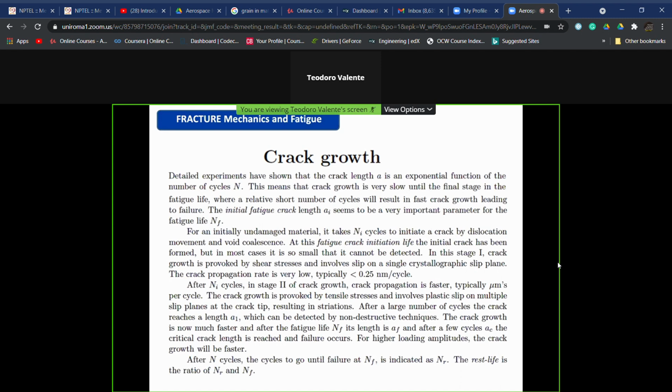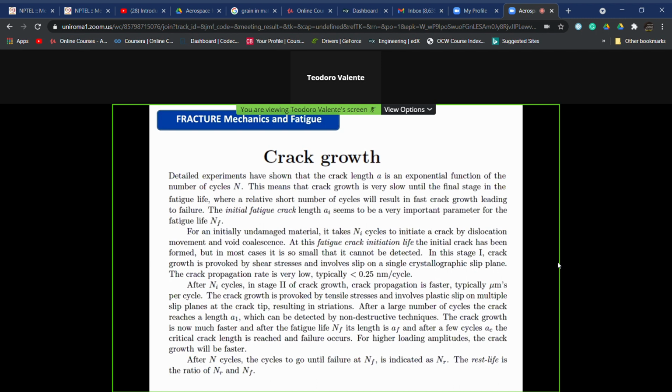After the fatigue life NF, that is the failure number of cycles, the total length has reached the critical length, which is the length of the crack for which we have a stress intensity factor higher than the fracture toughness of the material itself. And obviously, if we have loading with higher amplitudes, the crack growth will be faster.